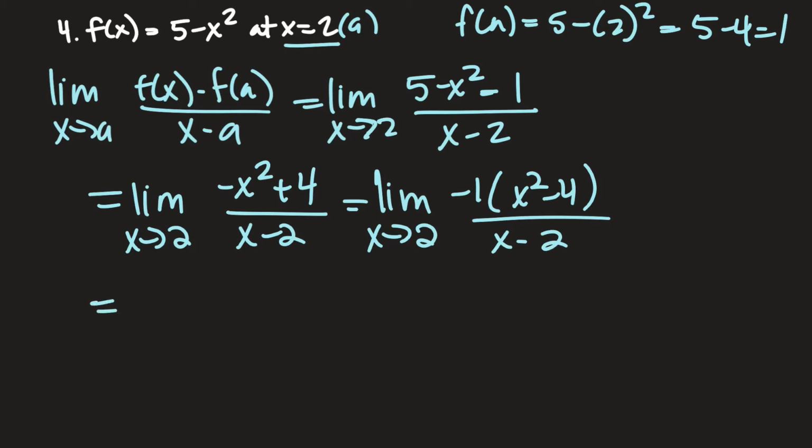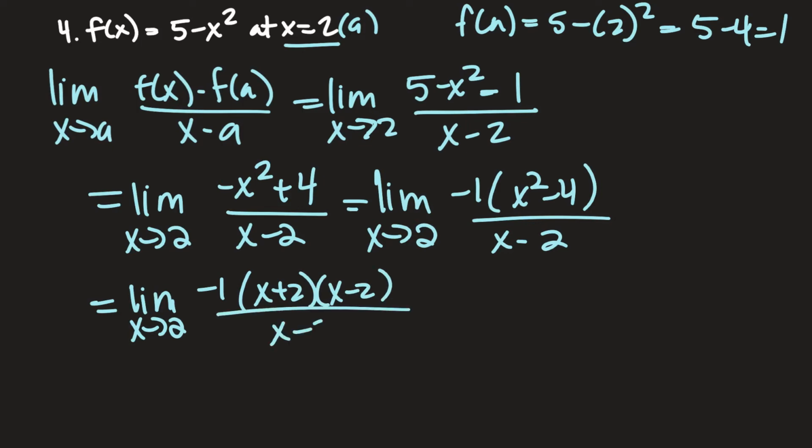So I have the limit as x approaches 2 of negative 1 times x plus 2, x minus 2, all over x minus 2. So now I can cross those out here, which gives me the limit as x approaches 2 of negative 1 times x plus 2.